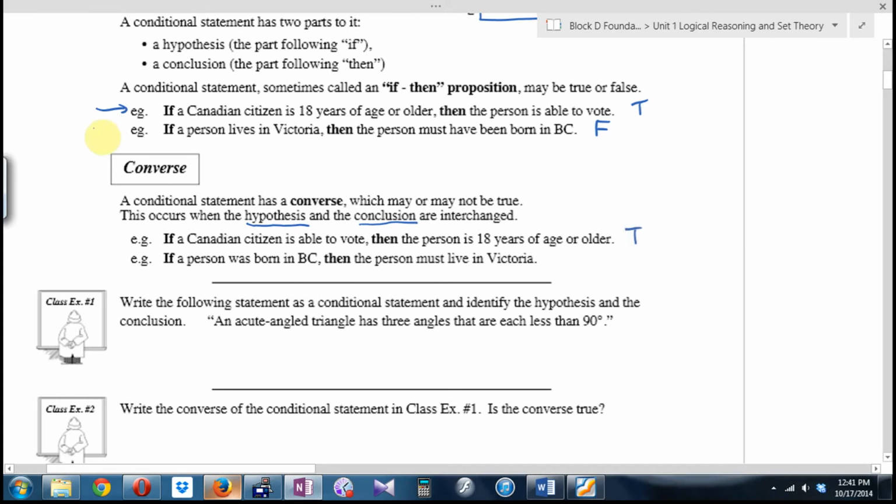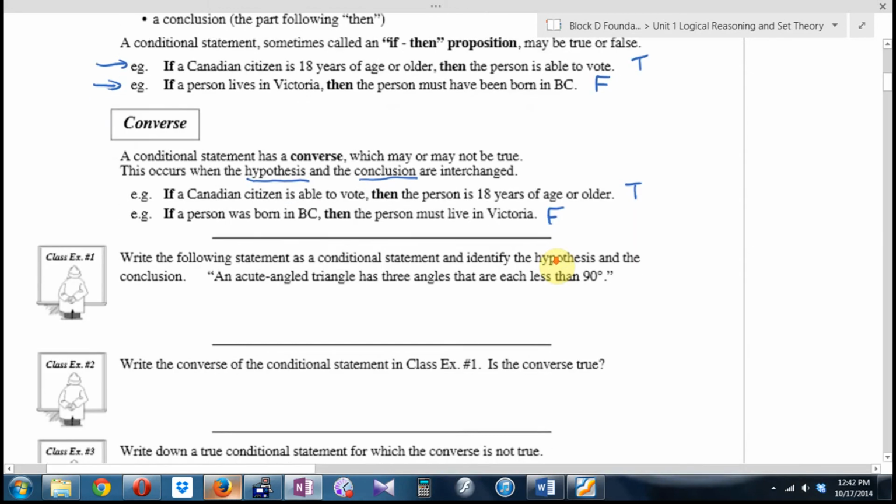Our original statement was, if a person lives in Victoria, then they must have been born in BC, which we said was false. If a person was born in BC, then the person must live in Victoria. True or false? False. But that is the converse. Converse, listen close, reverse the converse. That's how I remember it. You flip the if and the then. You interchange them. You reverse them.